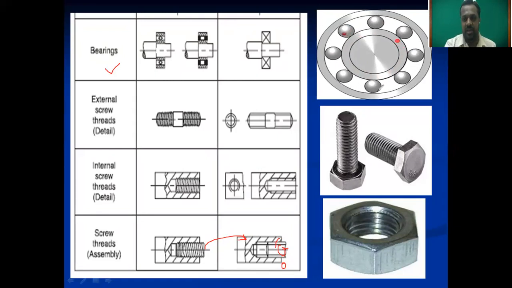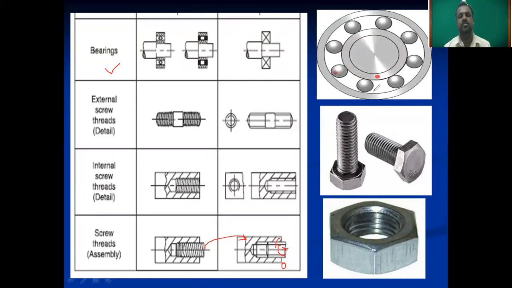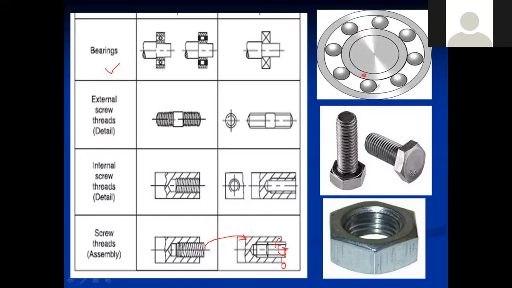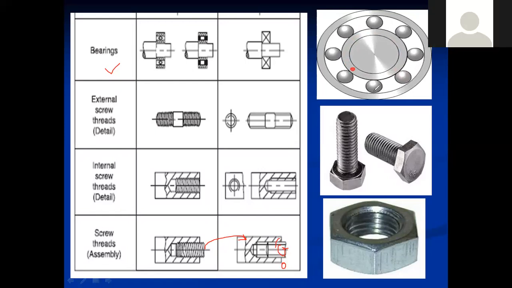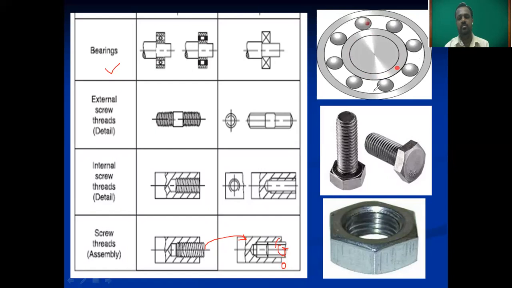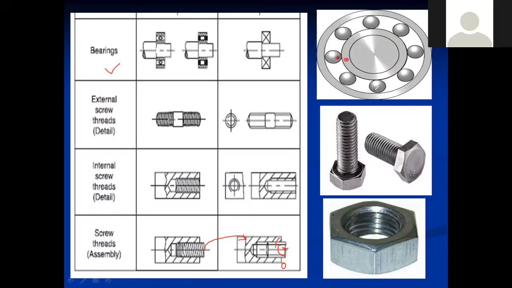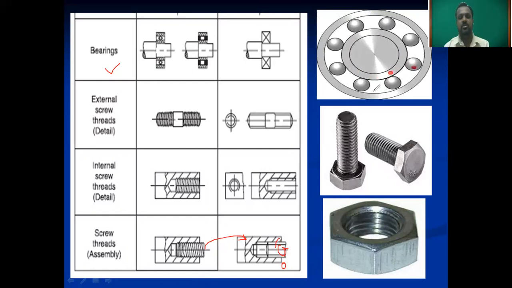Now see, this is the bearing. Why are we using the bearing? What is the application of the bearing? Used in rotary operations. Okay, but what is the purpose? Less friction. Smooth rotation. Okay, smooth rotation. Then what is the primary purpose of the bearing?